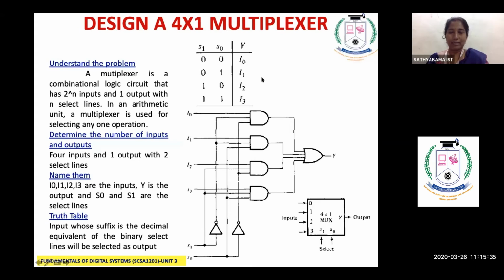So I repeat, a multiplexer is a combinational logic circuit that has got one output. Yes, only one output. But 2 power n inputs. 4 inputs here in this example. And n select lines. 4 is equal to 2 power 2. So n is 2. Therefore, it will have 2 select lines, namely S0 and S1. So here you see, in an arithmetic unit, a multiplexer is used for selecting any one operation. Same thing. So here I said choose the best answer. In an arithmetic circuit, you will have adder, subtractor, then full adder, full subtractor, parallel adder, BCD adder, etc. Many options. Among those options, we should choose one.